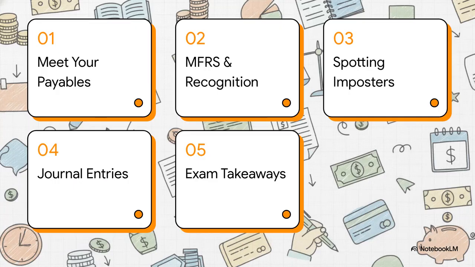All right, here's our quick roadmap for today's explainer. Number 1, we'll meet your payables. Number 2, MFRS rules and recognition. Number 3, spotting the imposters. Number 4, journal entries in action. And finally, number 5, those all-important final exam takeaways.